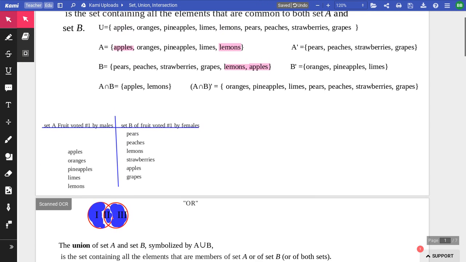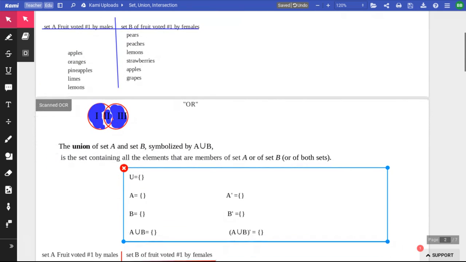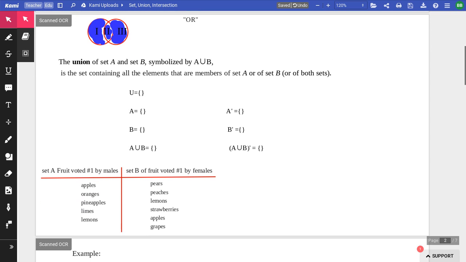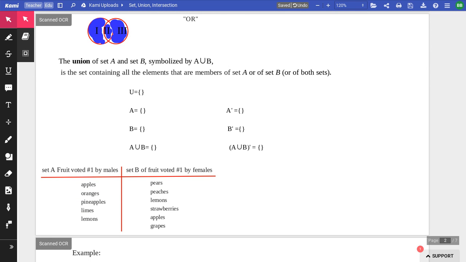So that is intersection. Let's go ahead to the union. Union refers to or. So this is either. The union of set A and set B, symbolized by A ∪ B, we call it A union B, A or B, is a set containing all the elements that are members of set A or of set B, or of both sets. We're using the same exact example with set A representing the fruit voted number 1 by males and set B representing the fruit voted number 1 by females.